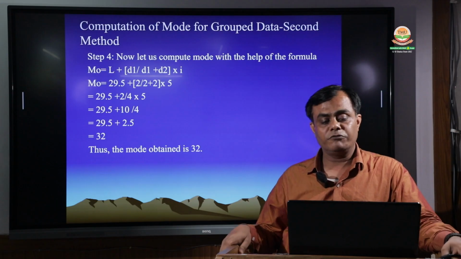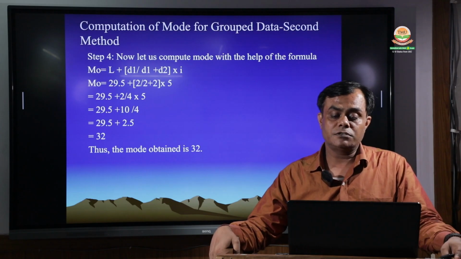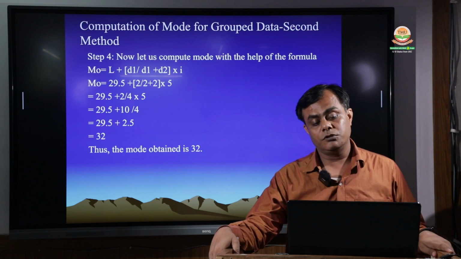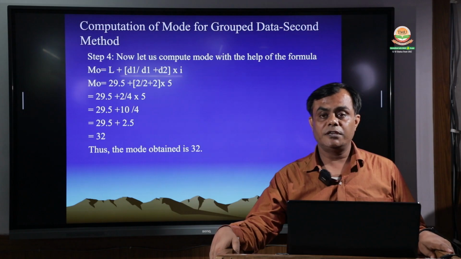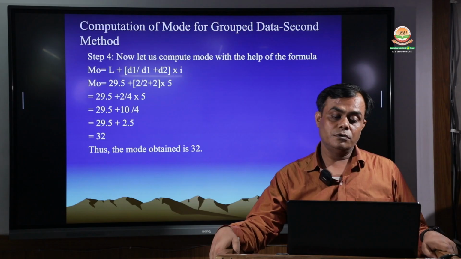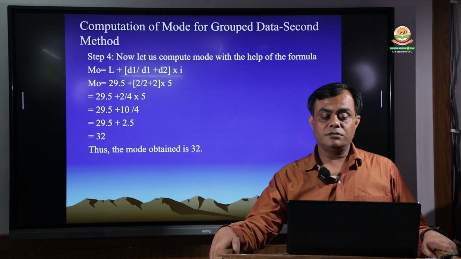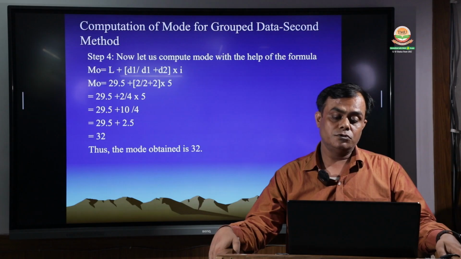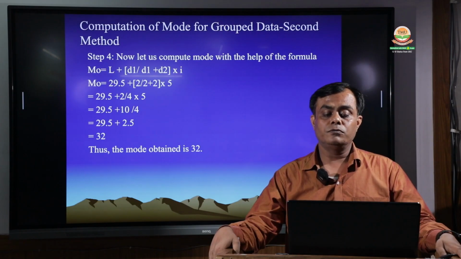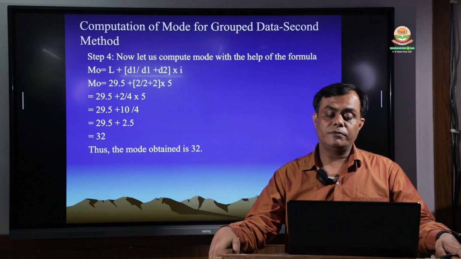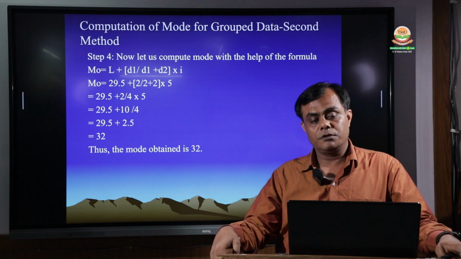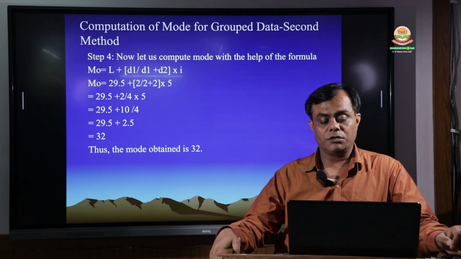So we are putting values in the formula. Now let us compute the mode with the help of the formula. The formula is already given: M0 is equal to L plus D1 divided by D1 plus D2, multiplied by i. So 29.5, that is L, and D1 and D2 are 2 and 2. So 2 divided by 2 plus 2, that is 2 divided by 4, multiplied by 5. Here the value by computation is 32.